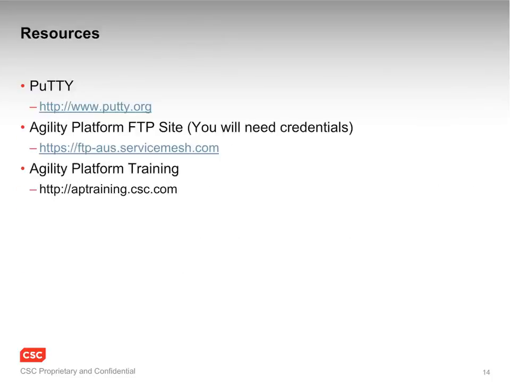You should be able to look for additional training and videos on the Agility Platform training site. Also, when you're doing your install, you will need either a terminal server or a PuTTY client. So we provided some links for that. The other link that we have is the Agility Platform FTP site. You will need to get credentials, but this gives you access to all of the documentation, appliances, and also the install binaries that you need to install and configure Agility Platform.